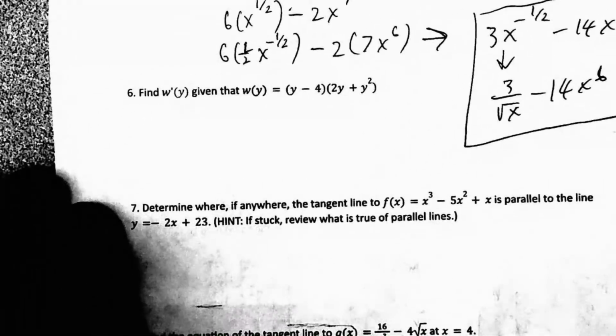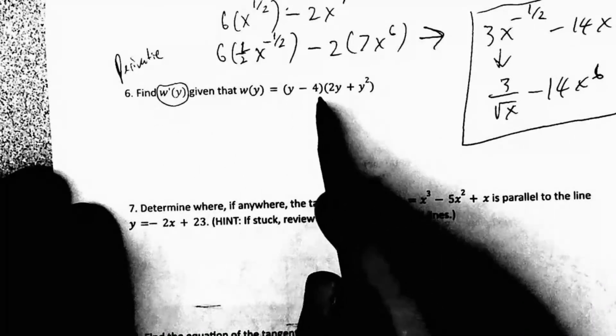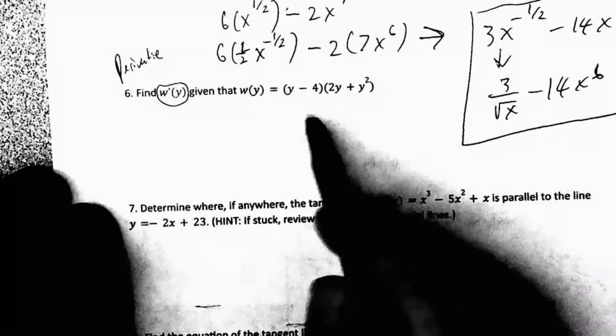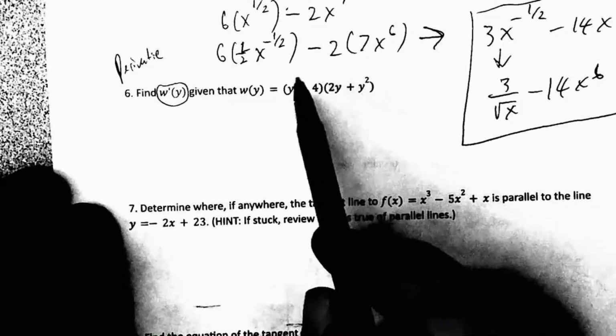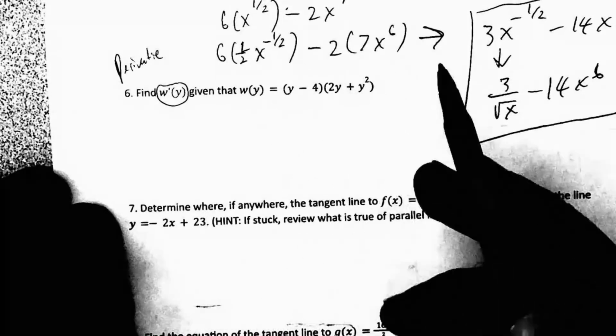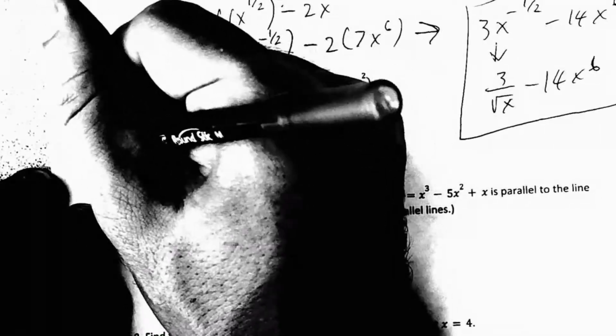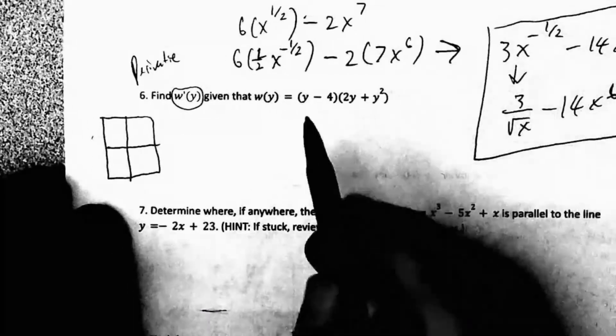Next one. So again, this is derivative notation. Find the derivative given that w of y equals y minus 4 times 2y plus y squared. So we cannot apply power rule until this thing is simplified. So what you have to do is multiply these out. You can multiply them out by foiling, distribution. I'll do the box just to keep that in your mind.